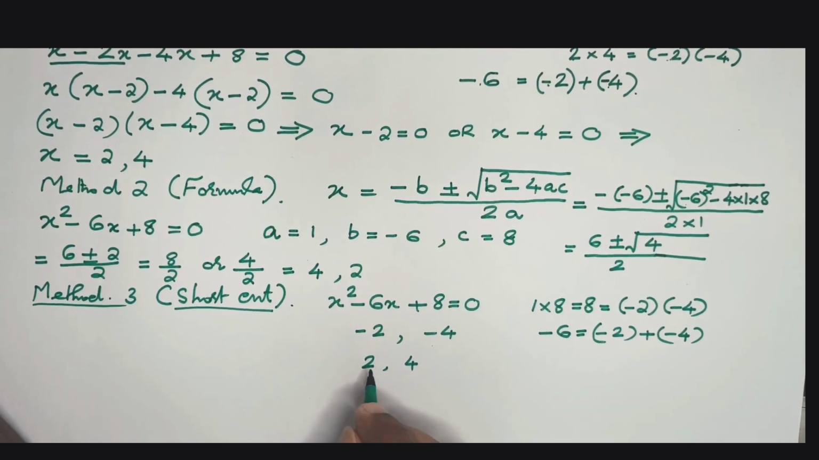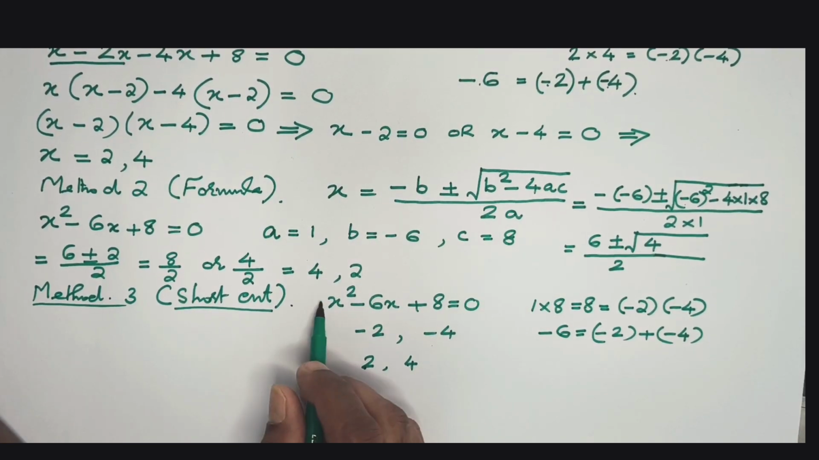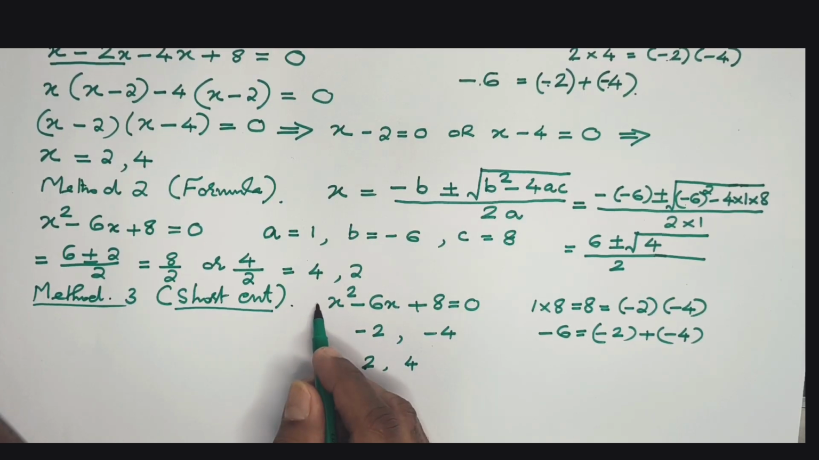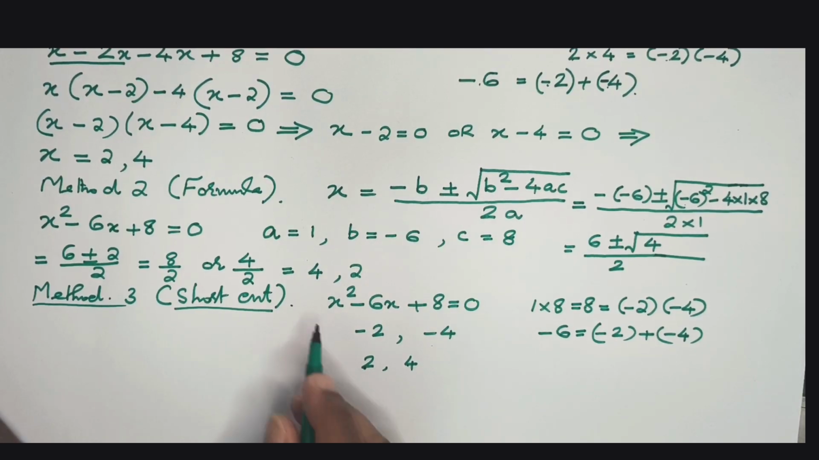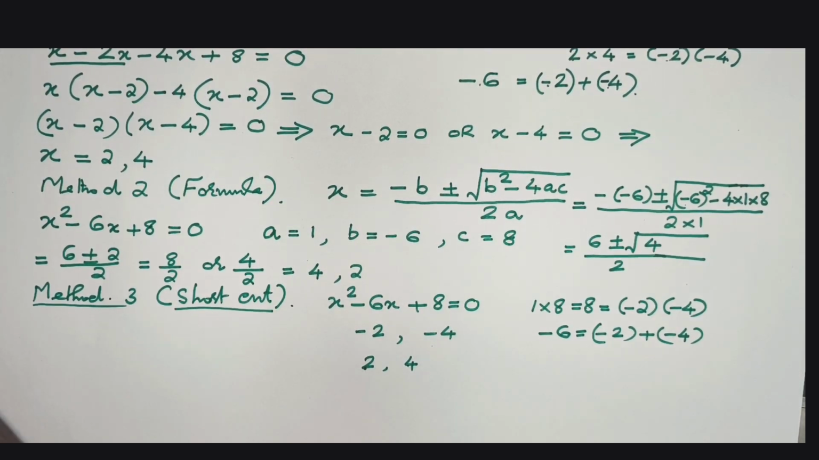In the next step, you divide these numbers by the coefficient of x squared. In this case, that coefficient is just 1. So you will be getting again 2 and 4. If it was some other number, you will divide that. I'll show you another example to illustrate that point. So the value of x will be 2 and 4.